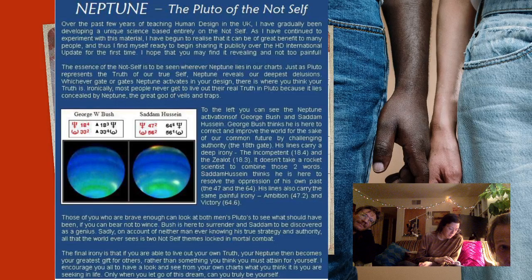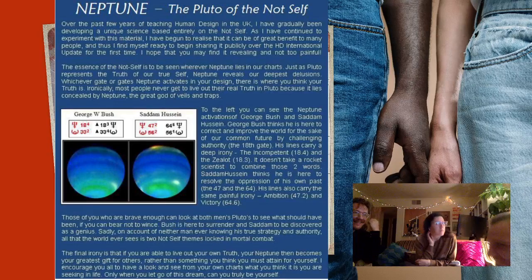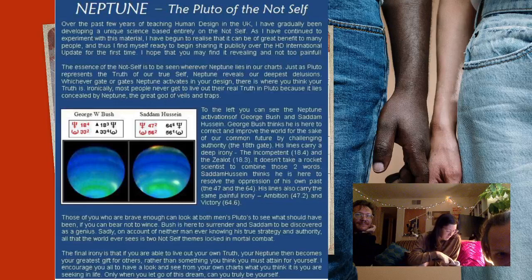Ironically, most people never get to live out their real truth in Pluto because it lies concealed by Neptune, the great god of veils and traps. To the left, you see the Neptune activations of George Bush and Saddam Hussein. Well, this was the early 2000s. Classic example. George Bush thinks he is here to correct and improve the world. Oh, I see. He has his Neptune in gate 18. So his delusion is that he's here to be the one to tell us how to fix everything.